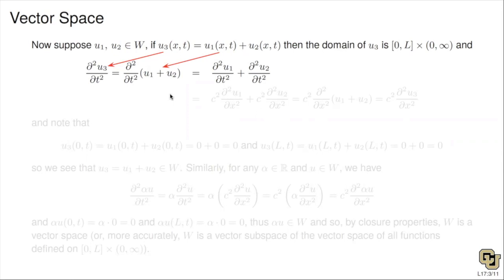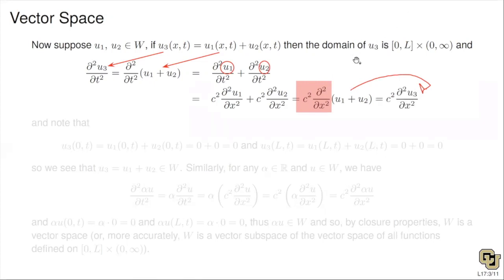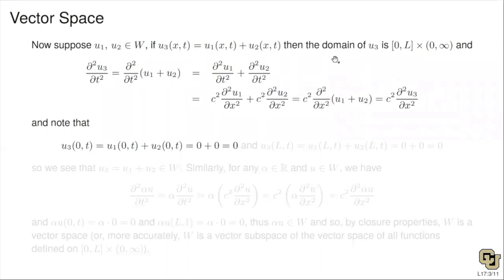Now each function, U1 and U2, individually satisfies the wave equation. So each one of those is equal to the other side of the wave equation, c squared times the second partial of u with respect to x. Now we pull that second partial with respect to x out, again using the linearity, and then replace U1 plus U2 with U3. So U3 satisfies the wave equation. If U1 and U2 satisfy the equation, then the sum satisfies. And for the boundary conditions, we can show U3 satisfies them too. So if you take two elements in W and add them together, they'll still be in W.